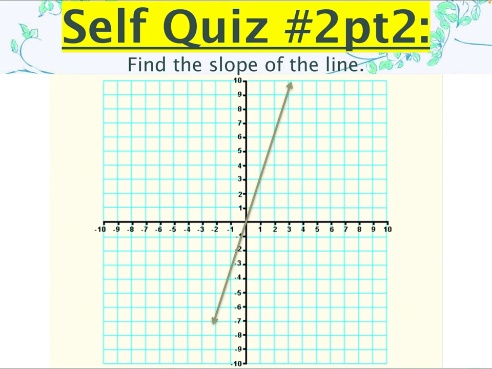All right, so that allows you to complete self-quiz number 2, part 2. Self-quiz number 2, part 2, finding the slope of the line. Again, there's no points given to you, so you might have to identify some points to use in order to calculate that slope.